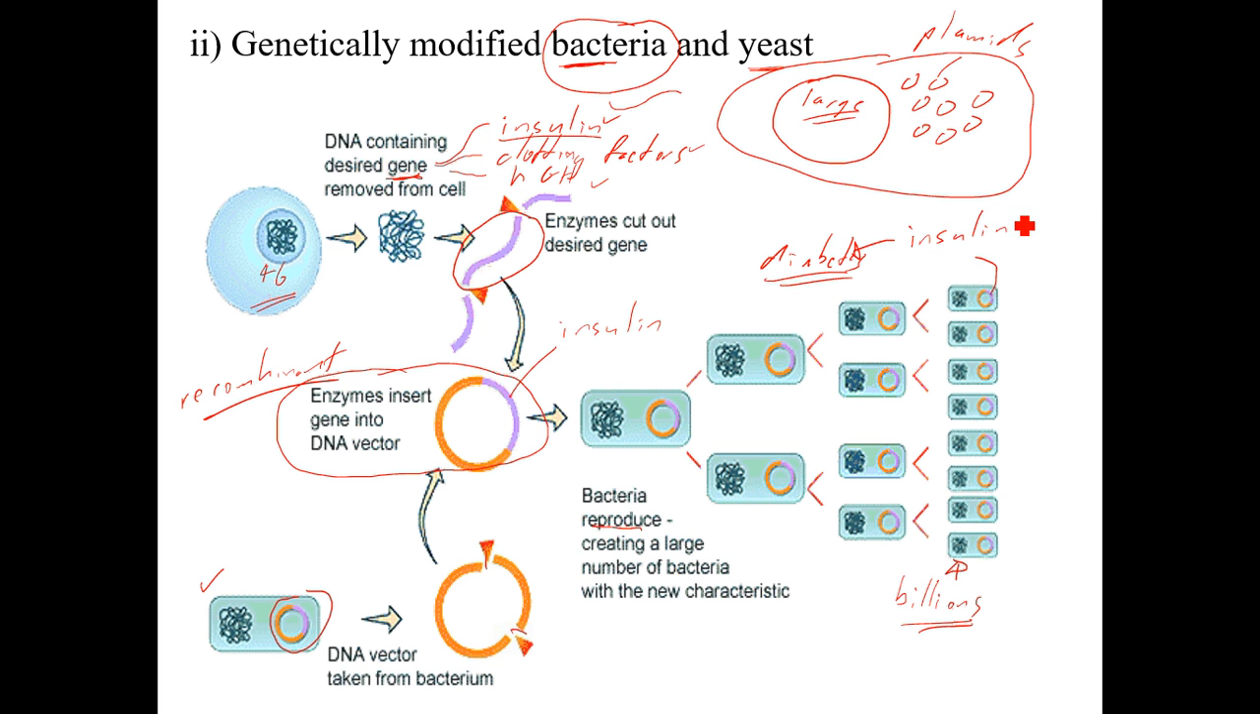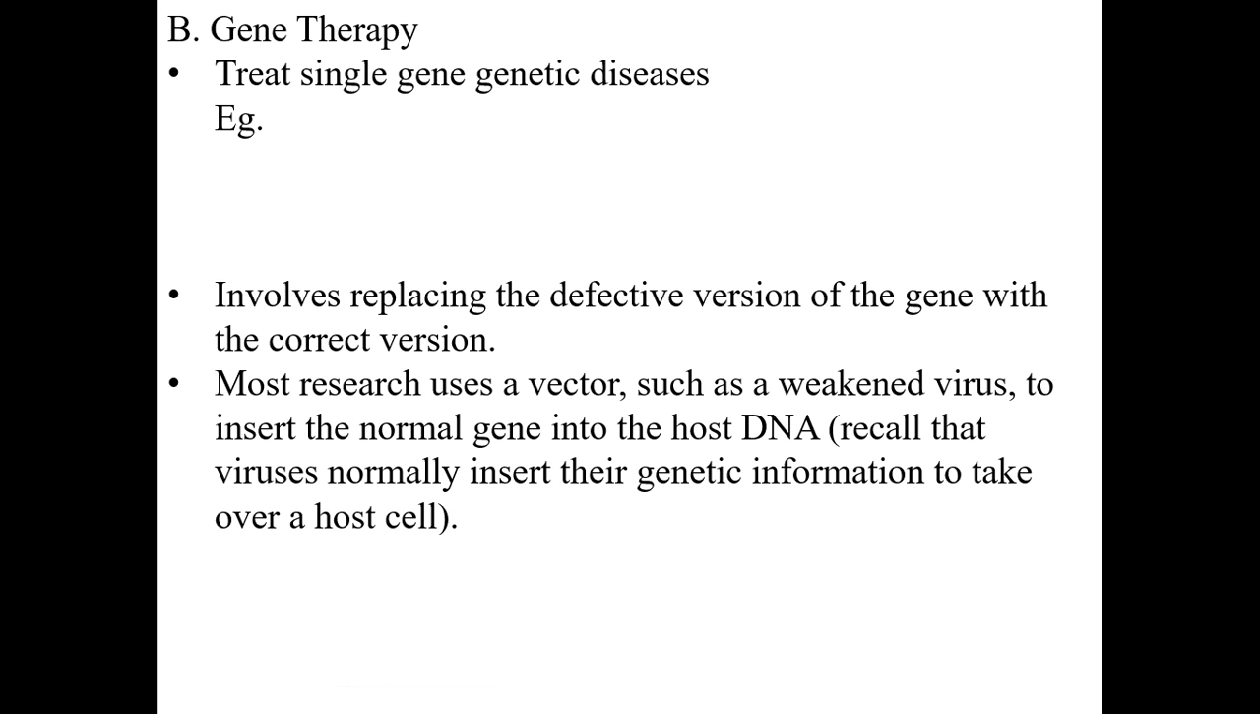That is the source of the insulin for people that are diabetic. That is the source for clotting factors for people that have hemophilia, human growth hormone for people that have a deficiency of that, and multiple other human proteins that can be produced using bacteria. And yeast, they can use yeast for this as well.